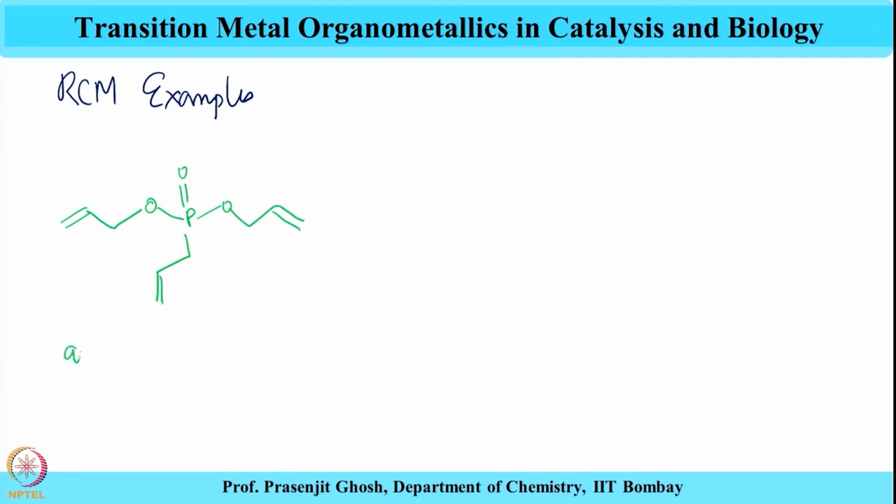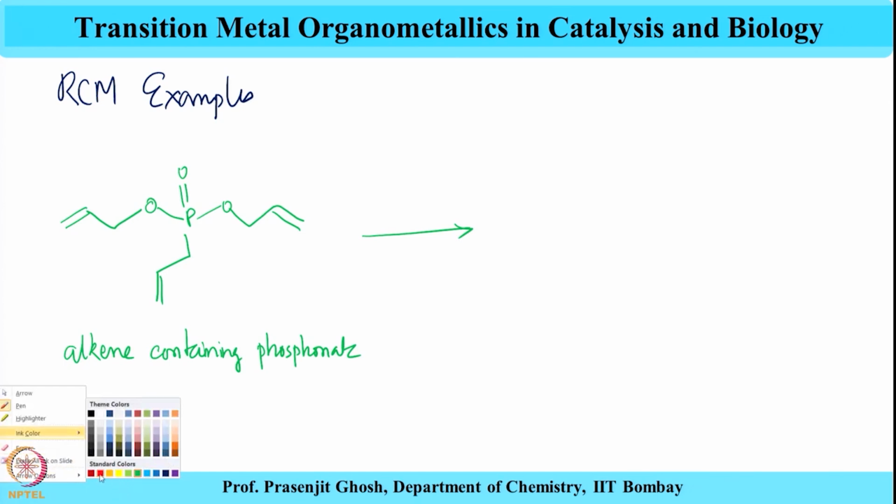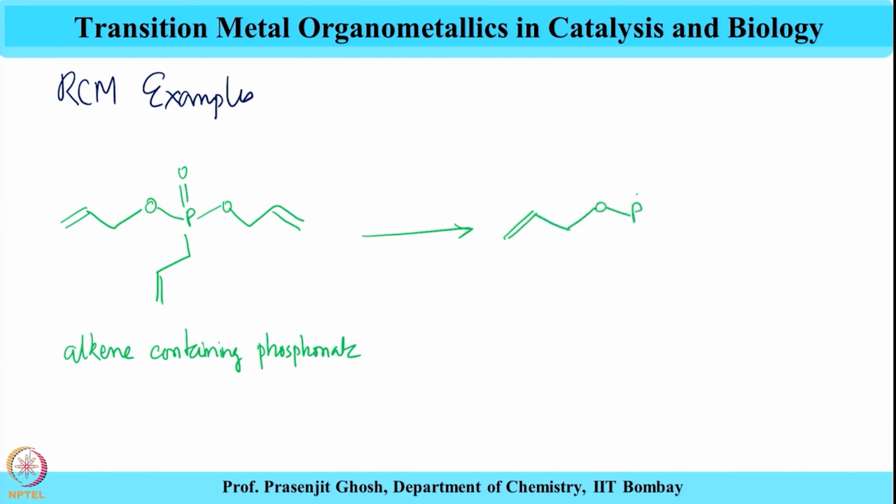This is an alkene containing phosphonate, that reacts to give this compound, as is shown over here. Again a 6-membered ring, and that is formed from these two olefins, giving rise to this 6-membered ring.